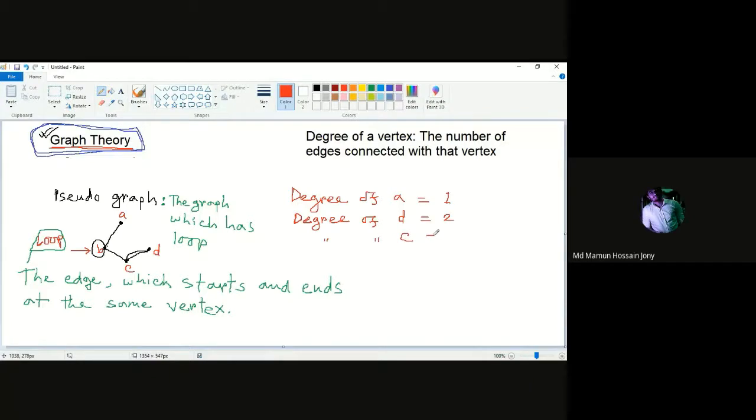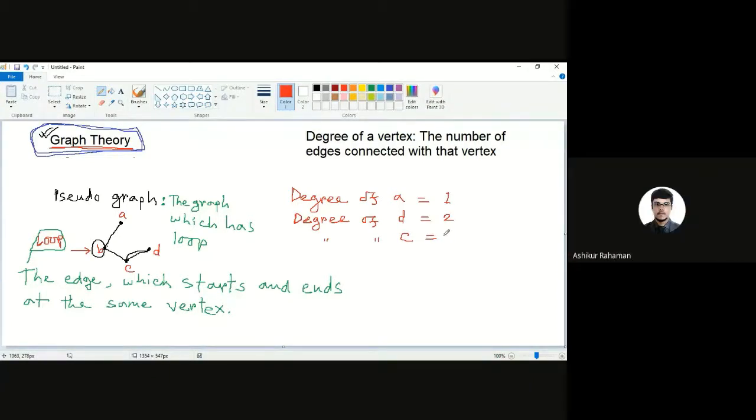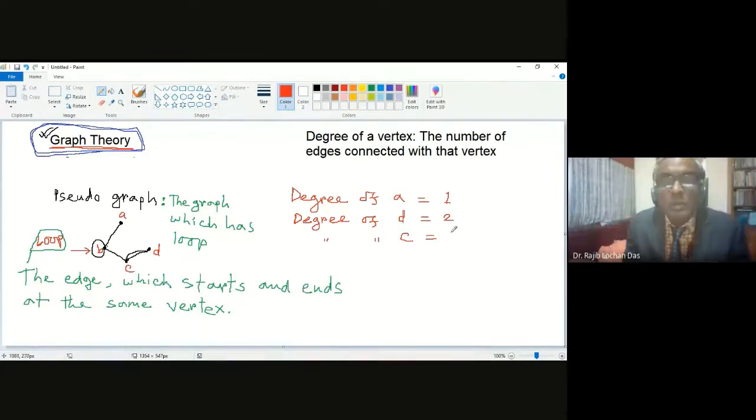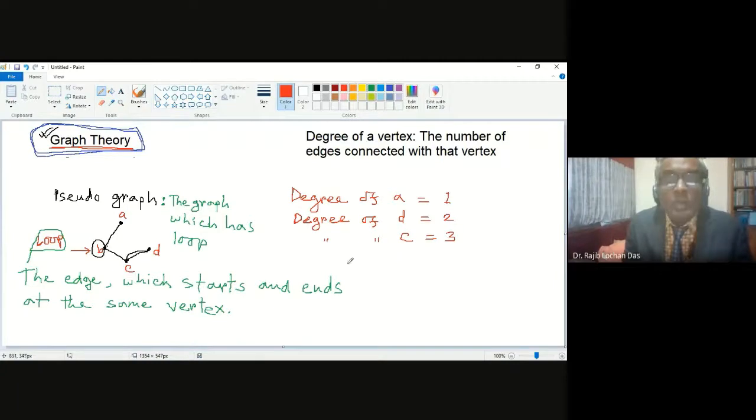What will be the degree of C? C is 3. Is that clear? 3. Yes, sir. Now let us think about B.